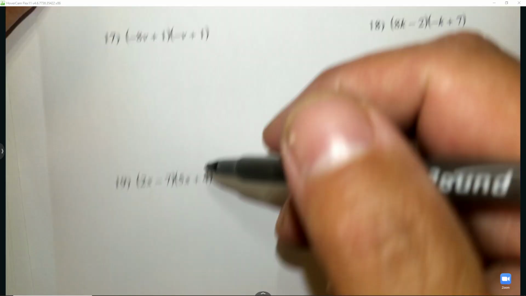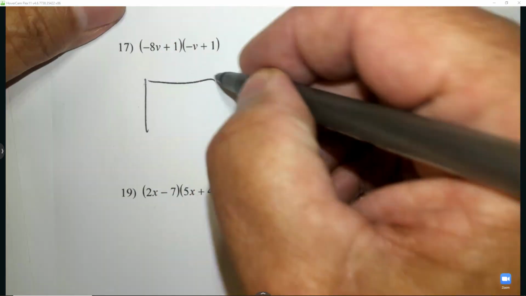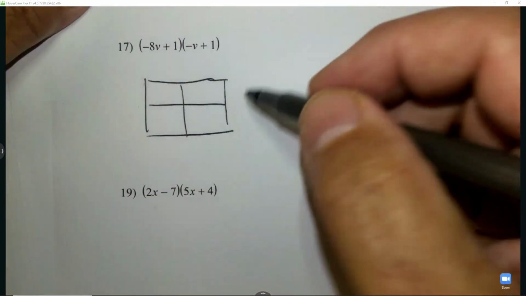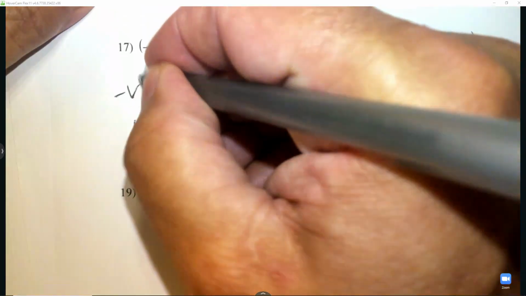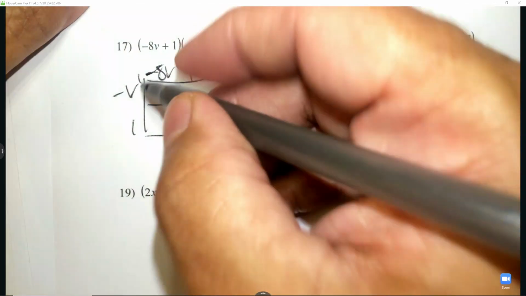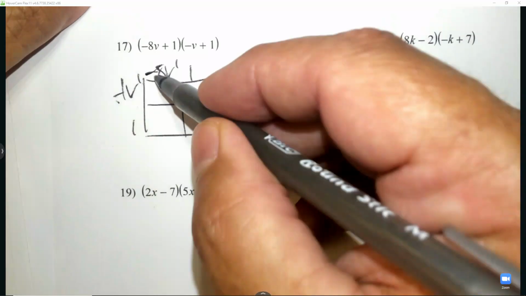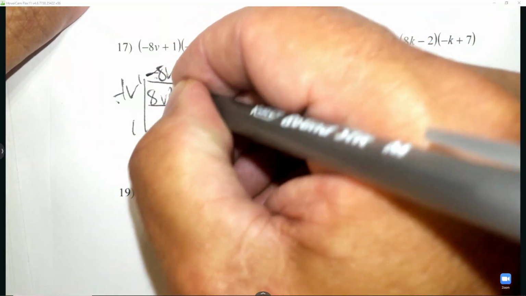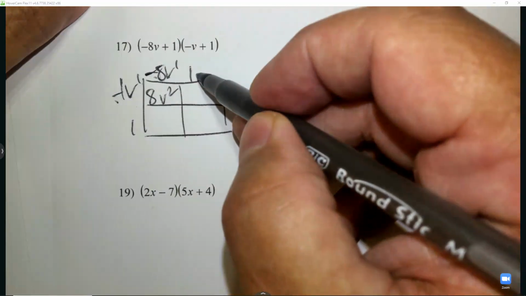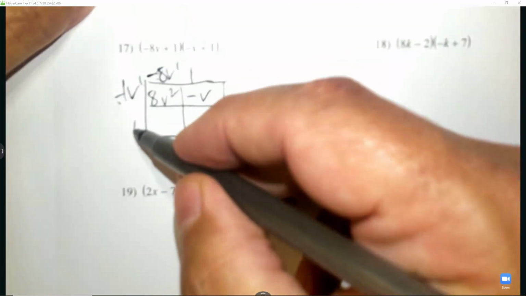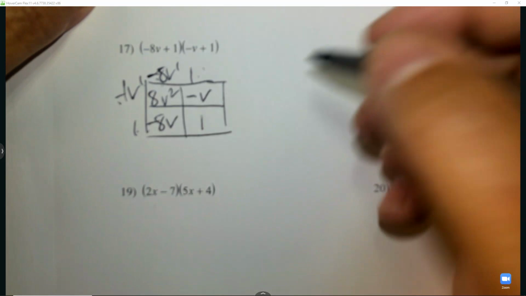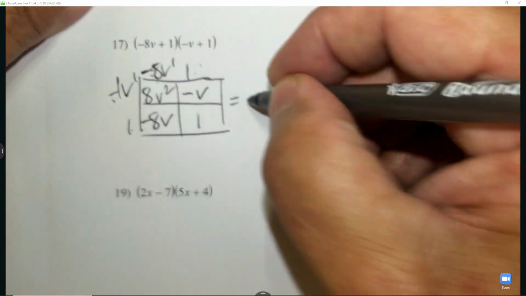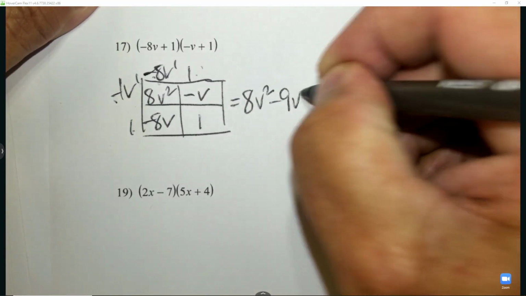Number 17. There it is. It's going to require a little bit more. So we have a binomial times a binomial. I need to remember that the exponents on these v's are 1, and that's a negative 1 in front of the v. So negative 1 times negative 8 is 8, and add the exponents. Negative 1 times 1 is negative 1v. 1 times negative 8 with v, and 1 times 1. And then when I put it all together, I have 8v squared minus 9v plus 1.